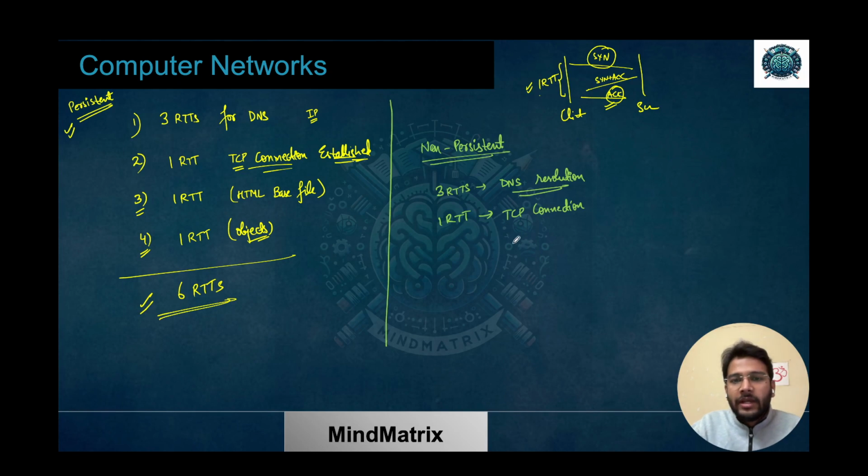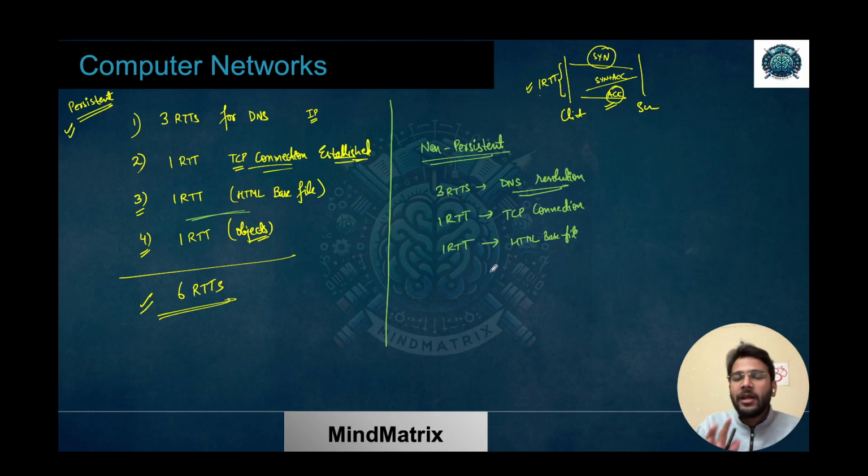Now, for getting the HTML base file, like we did in case of persistent also, 1 RTT is required for that HTML base file, right? Now we want those 10 equally small objects also. We want those 10 small objects as well, but it is a non-persistent connection. So as I told you, in case of non-persistent connection, over a single TCP connection, you can transfer at most 1 object.